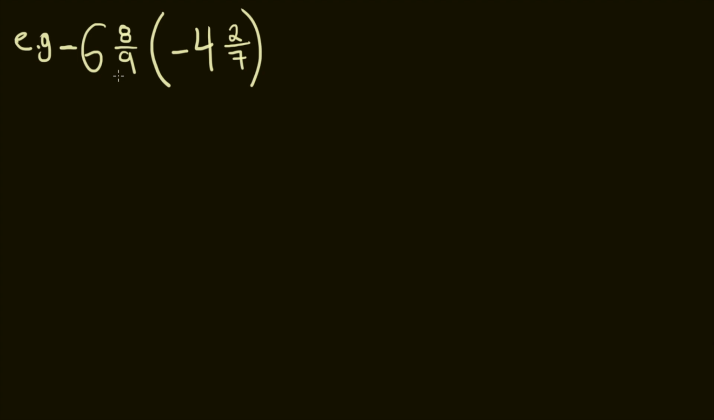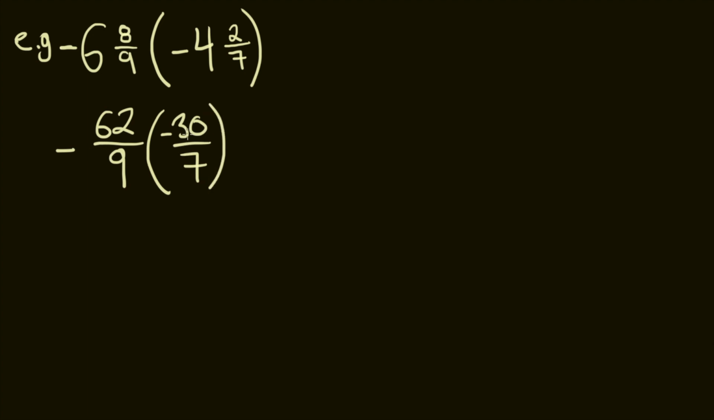So 6 times 9, 54 plus 8. That's going to be 62/9. That's a -62/9. And I'm going to multiply that by 30/7. That's a -30/7. So a couple of things. You have a negative times a negative, so I'm going to have a positive. So I did want to show that a little bit. So I am going to have a positive. So we know that right away.